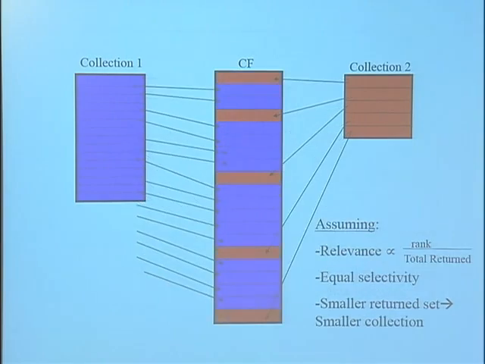Another option would be to assume that these are equally selective and that relevance is proportional to rank over total return. So if we're in the top 10% of our return space, that should be equal. If we're in the middle 10%, those should be equal. So in this case, a smaller response set simply means that we have a smaller collection that we're choosing from, and our bottom document should be paired with the bottom document from the first collection because we're equally selective in terms of our percentiles. So we're interleaving in different ways.